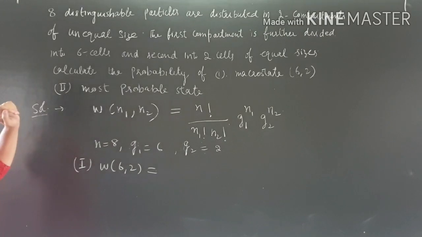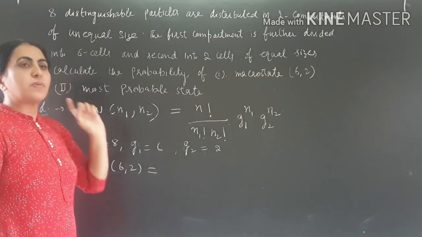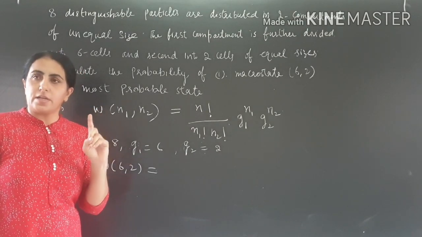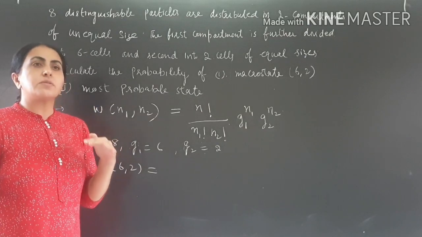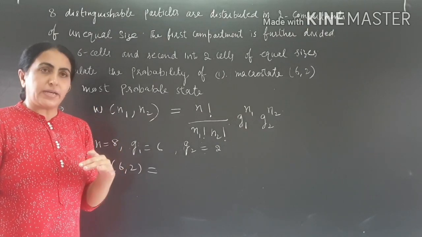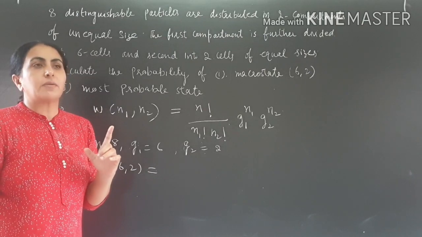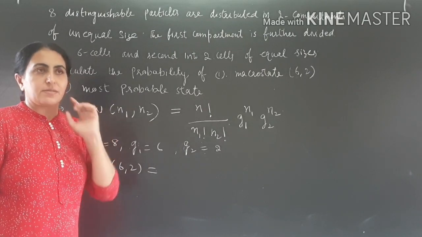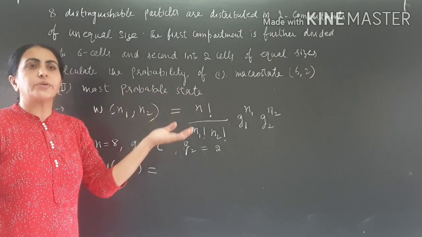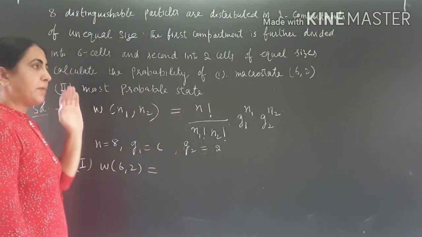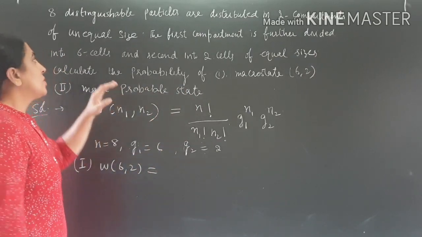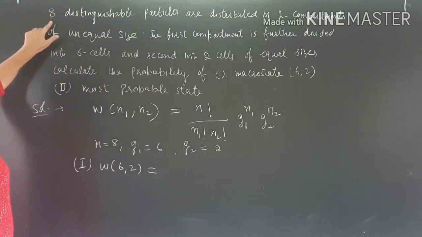Then is the second numerical, and this numerical is based on the fifth lecture, that is distribution of n particles in k compartments of unequal size, and the compartments are then distributed into cells. Clear? And particles are distinguishable. So the statement is there are 8 particles.